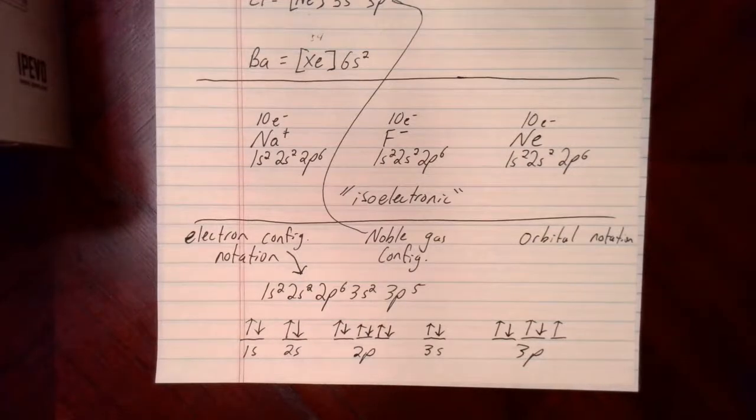So I could ask you, how many unpaired electrons does chlorine have? And based on this orbital notation, you could look and say, okay, chlorine has one unpaired electron. So in the future, when we start to discuss reactivity, we'll often look at the number of unpaired electrons that an element has.